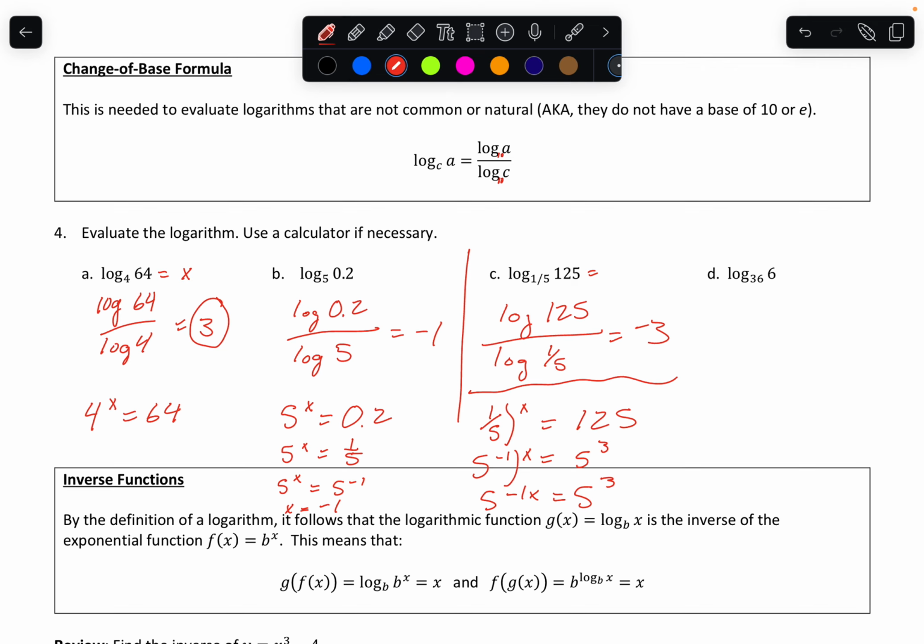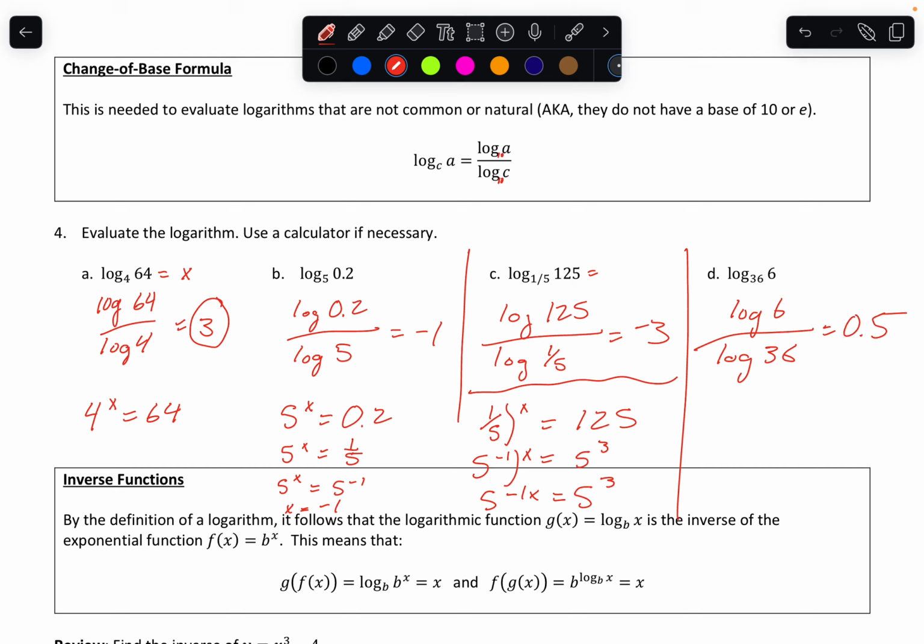All right, last one here. Log base 36 of 6, so I can do log of 6 divided by the log of 36. And again, we're just punching this in on our calculator. So log of 6 divided by the log of 36, and I get 0.5.